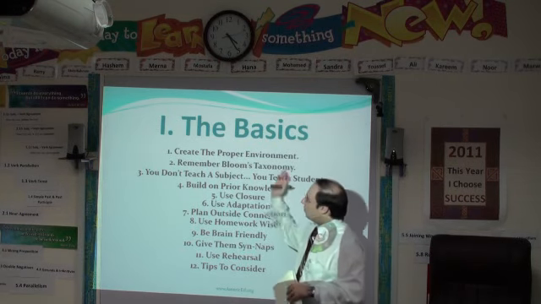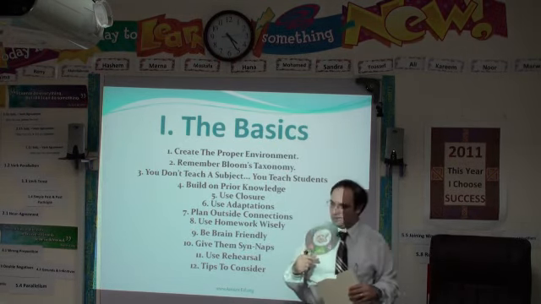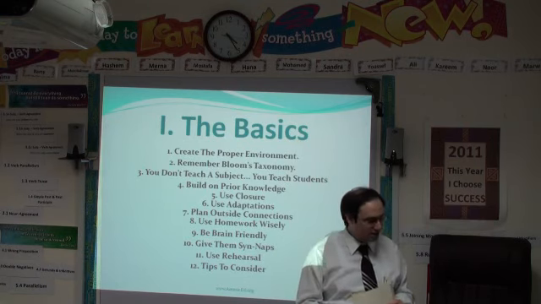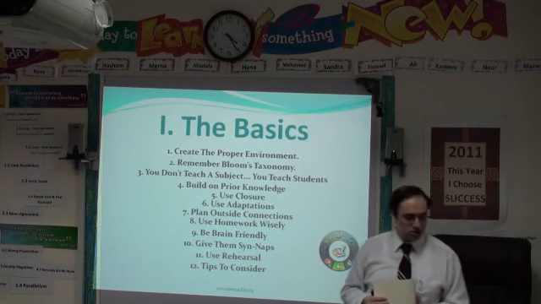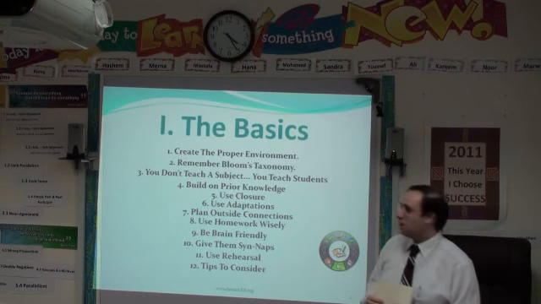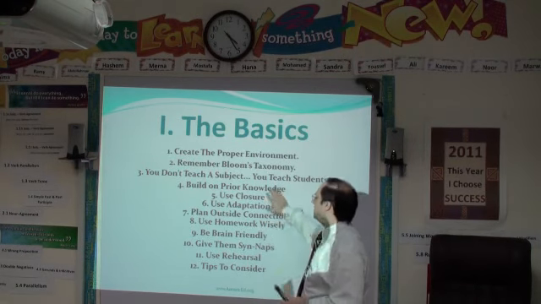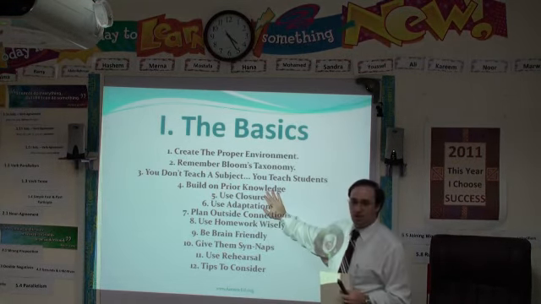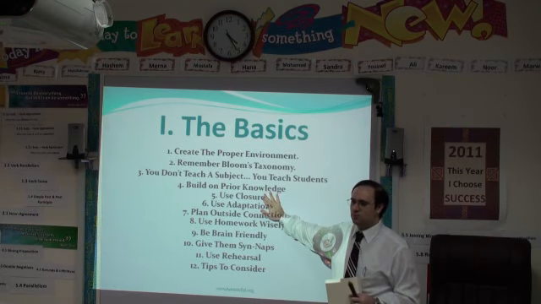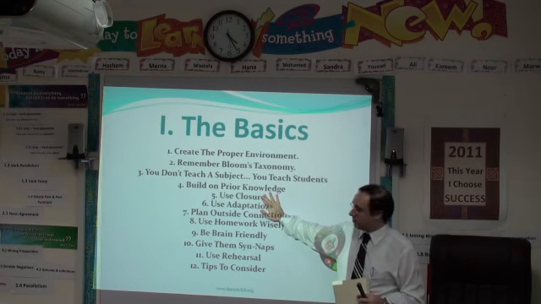Second thing is we're going to remember Bloom's taxonomy. We're going to revisit it again because it does apply to any teaching technique. Remember that you don't teach a subject, you teach students. And then we're going to talk about some basic techniques here. First of all, building on prior knowledge and why this is now especially important now that we know how memories are formed in our brains.